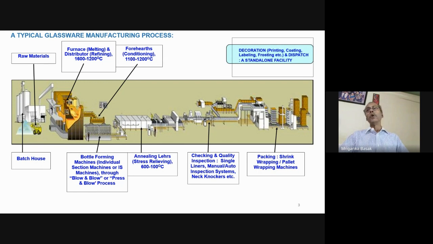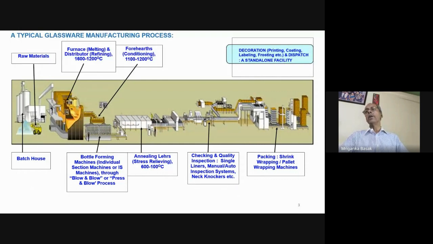Now, the bottles so produced are hot. They are as hot as maybe 500 degrees centigrade or 400 degrees centigrade. They are now brought to another furnace that is called the annealing furnace or annealing lehr, as they call it, wherein the bottles are brought up to a temperature level of around, say, 500, 600 degrees centigrade, and then slowly brought down to 100 degrees centigrade or so. In this annealing lehr, the stress relieving of bottles takes place.